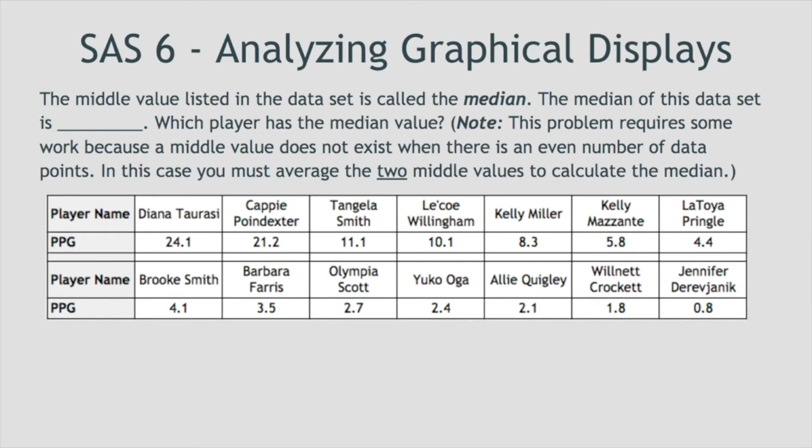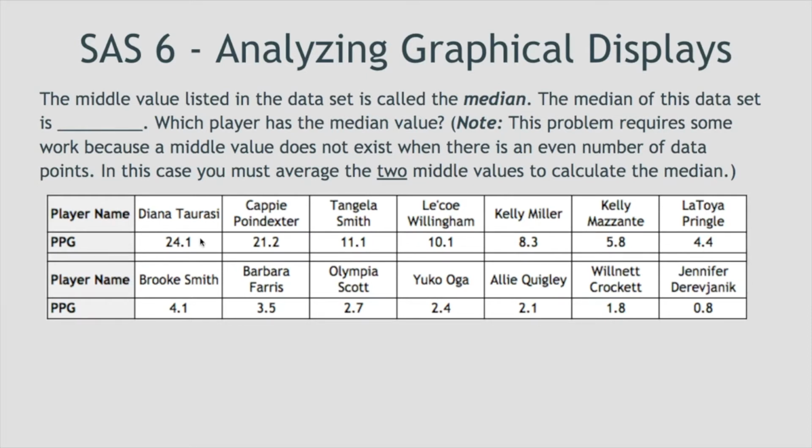Now look at the note. This is very important to understand. We're talking about a data set. If we have an even number of values, there is no middle number. If there's no middle number, because you have an even number of data points, you must average the two middle values to calculate the median.